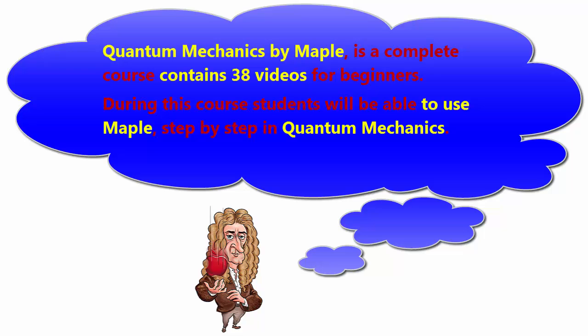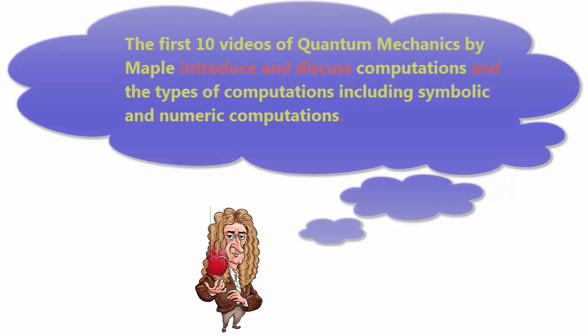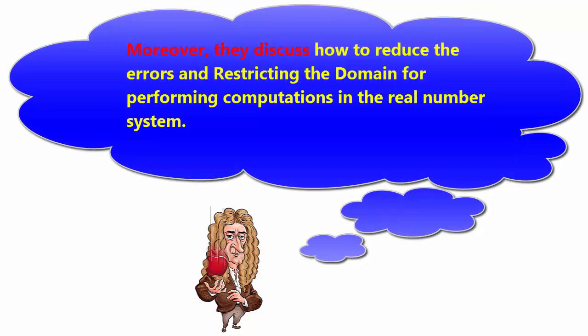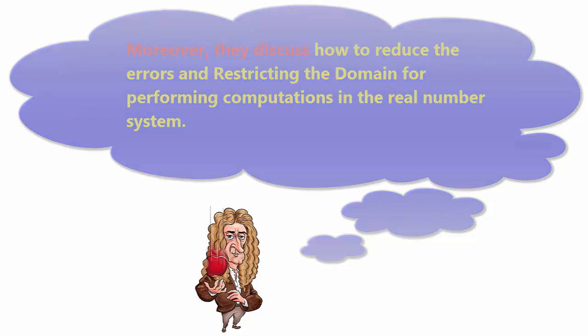Quantum Mechanics by Maple is a complete course, containing 38 videos for beginners. During this course, students will be able to use Maple step by step in quantum mechanics. The first 10 videos introduce and discuss computations and the types of computations, including symbolic and numeric computations. Moreover, they discuss how to reduce the errors and restrict the domain for performing computations in the real number system.